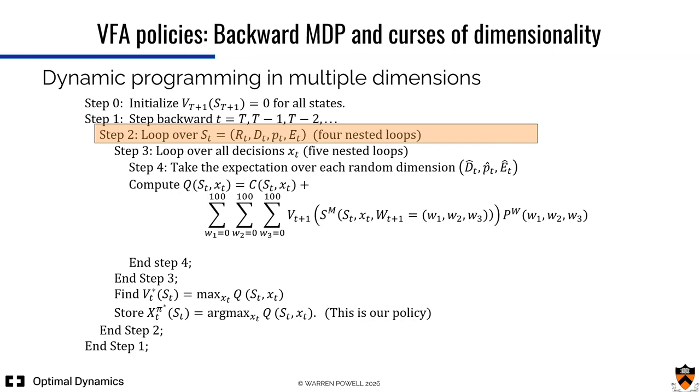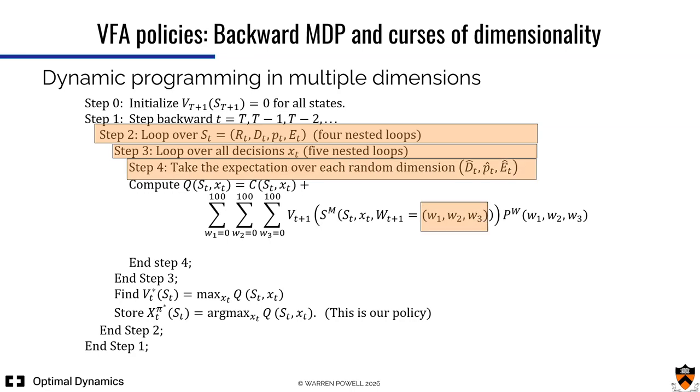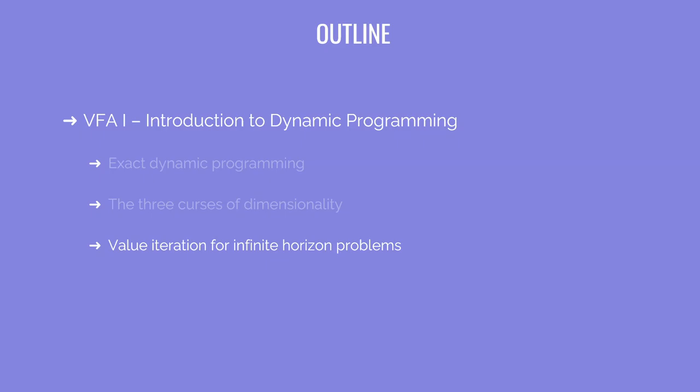Now the state variable is 4 variables, and these have to be looped over in 4 nested loops, the decision variable is 5 nested loops, and the exogenous information is 3 nested loops. You can see how quickly this is exploding, even for a relatively small problem, which we're looking at here. This is just not computable.